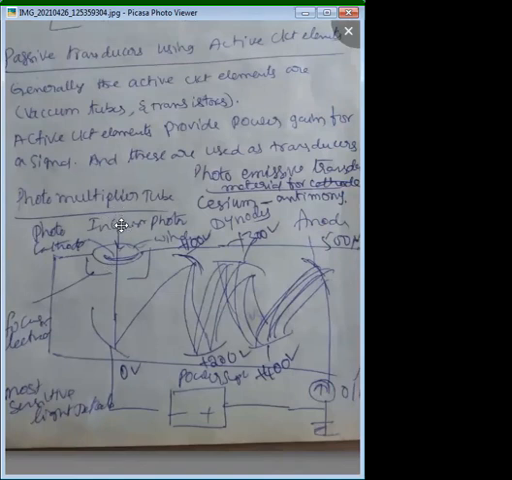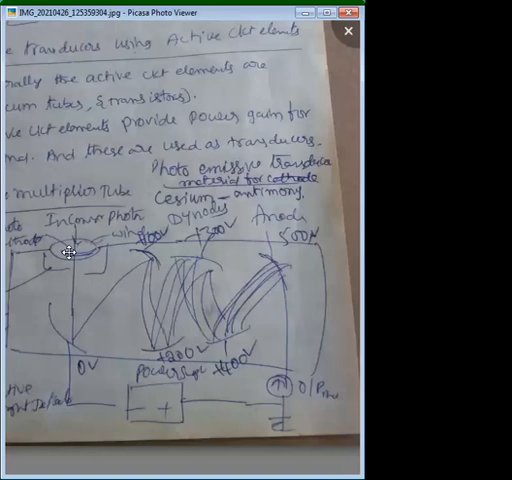We allow the photon light energy through this window and it falls on the photocathode. After that, the cathode emits electrons, and finally we connect them to the anode. In between we have some electrodes, and these electrodes are called diodes. This is one diode, this is another diode, another diode, and another.